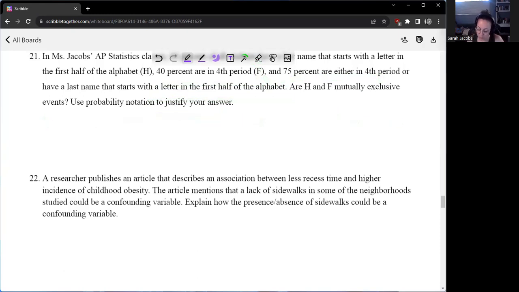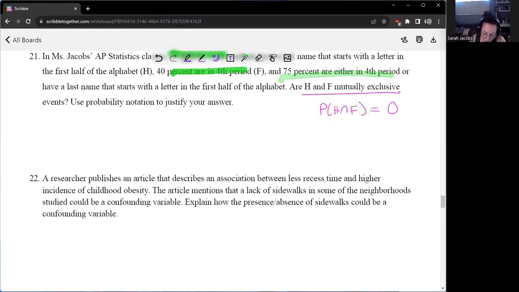Okay. So kind of working backwards. Mutually exclusive means that the probability of H and F is 0. That if one happens, the other cannot happen. The probability of both is nothing. It just can't happen. Well, we have the or, and we have the individuals.